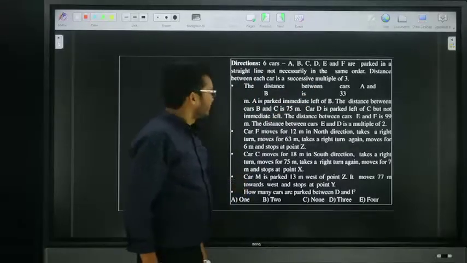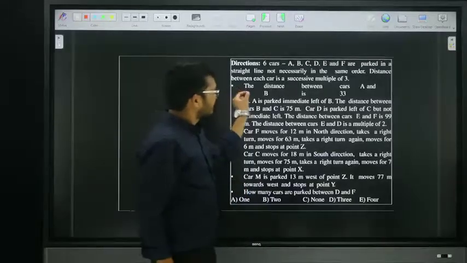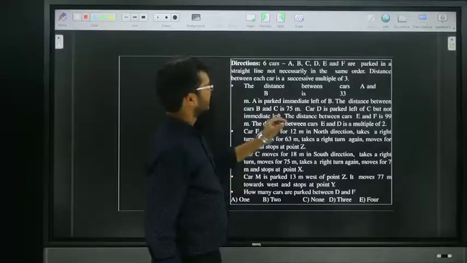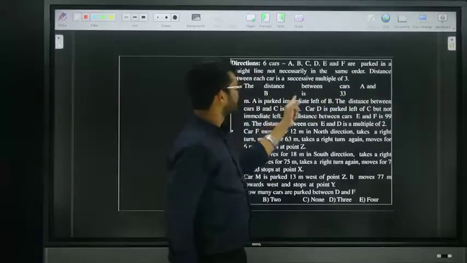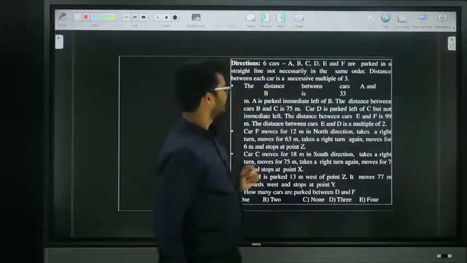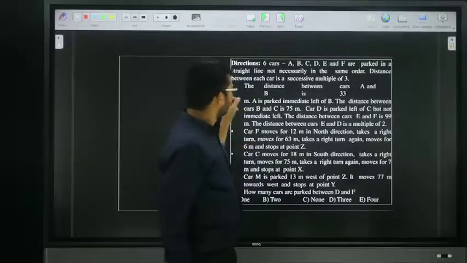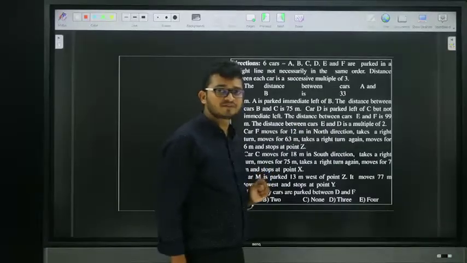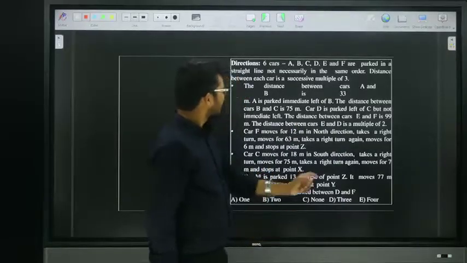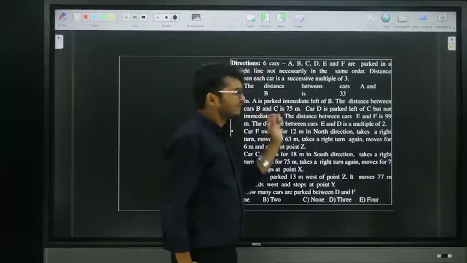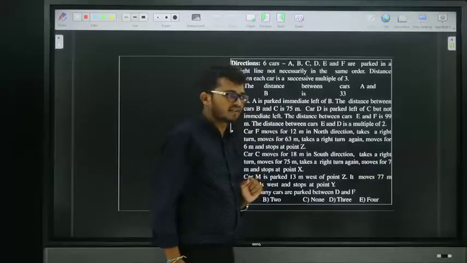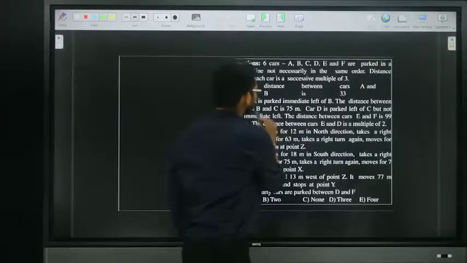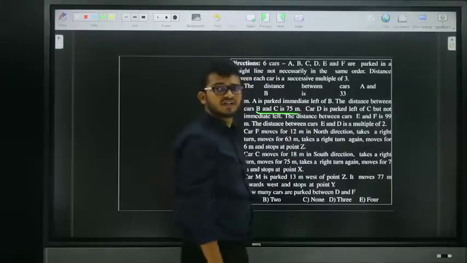Next, the distance between car A and B is 33 meter. Car A is parked immediate left of car B. The distance between car B and C is 75 meter.